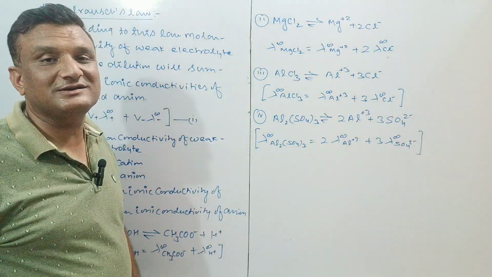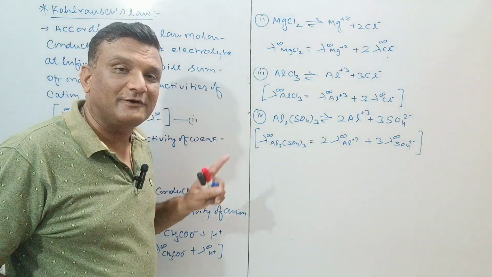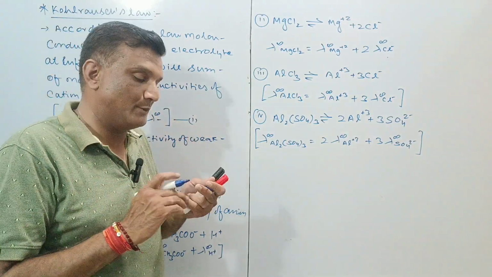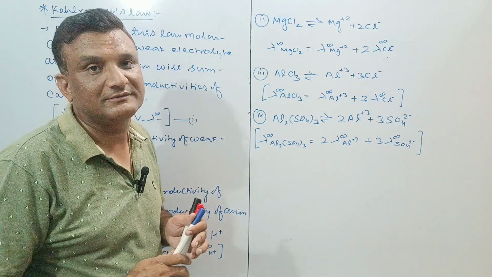This was about the law of Kohlrausch, or you can say Kohlrausch law, through which we can calculate the value of molar conductivity for a weak electrolyte.